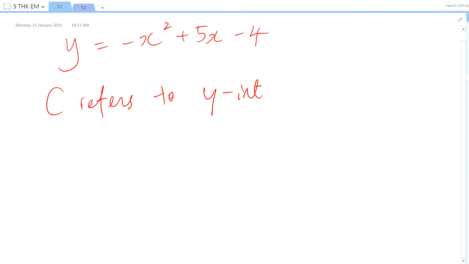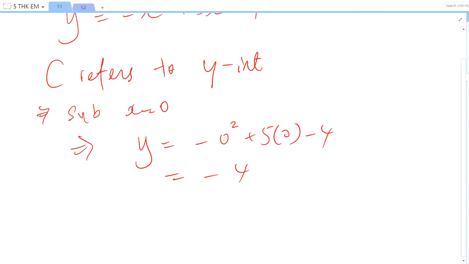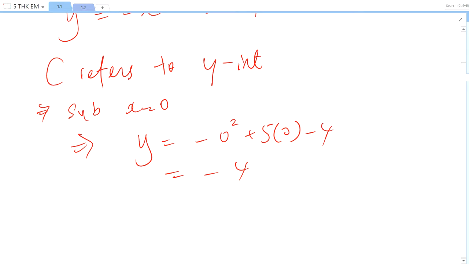y-intercept, right? Do you know how to find the y-intercept? What should we do? Sub x equals 0. Therefore, y equals negative 0 squared plus 5 times 0 minus 4, which is negative 4. So that's the value of c. Okay, and the coordinates will therefore be C equals (0, negative 4). Straightforward? Okay, next.